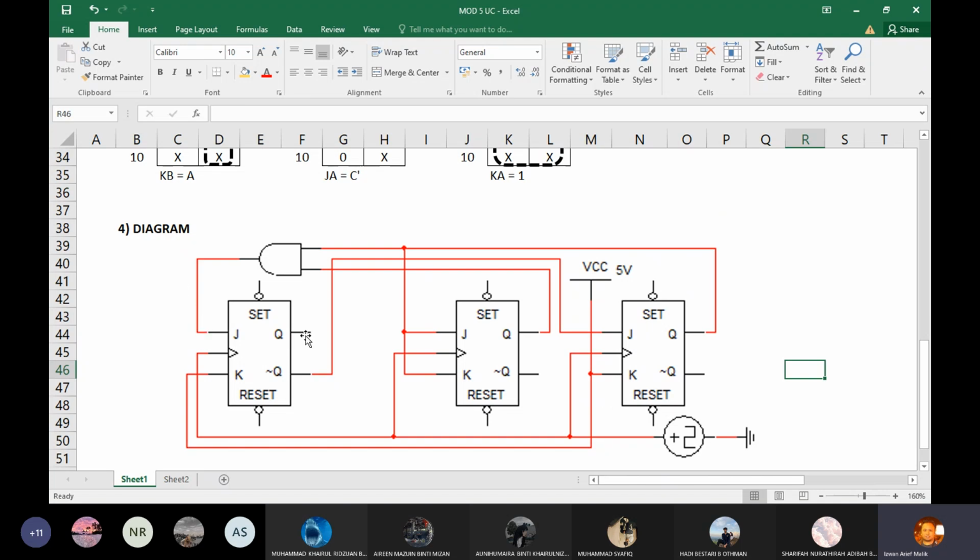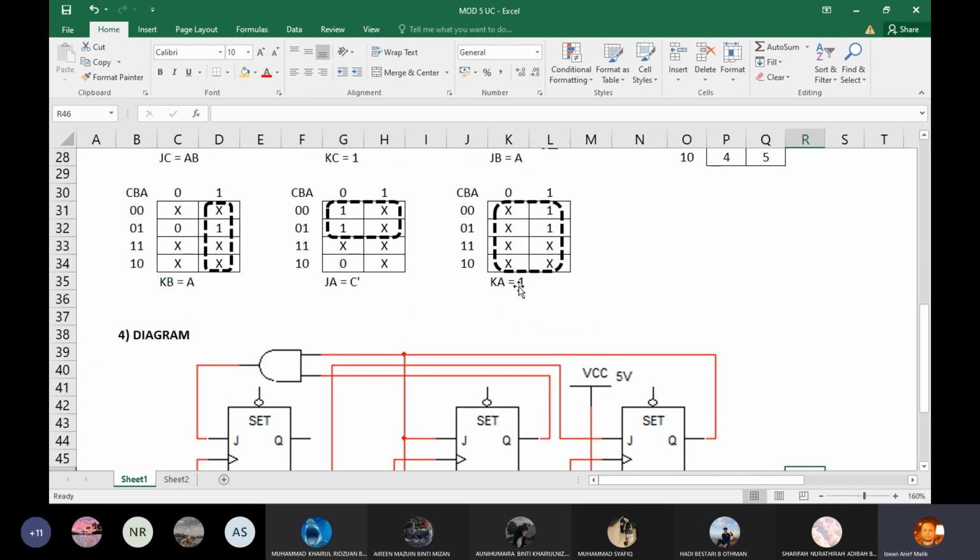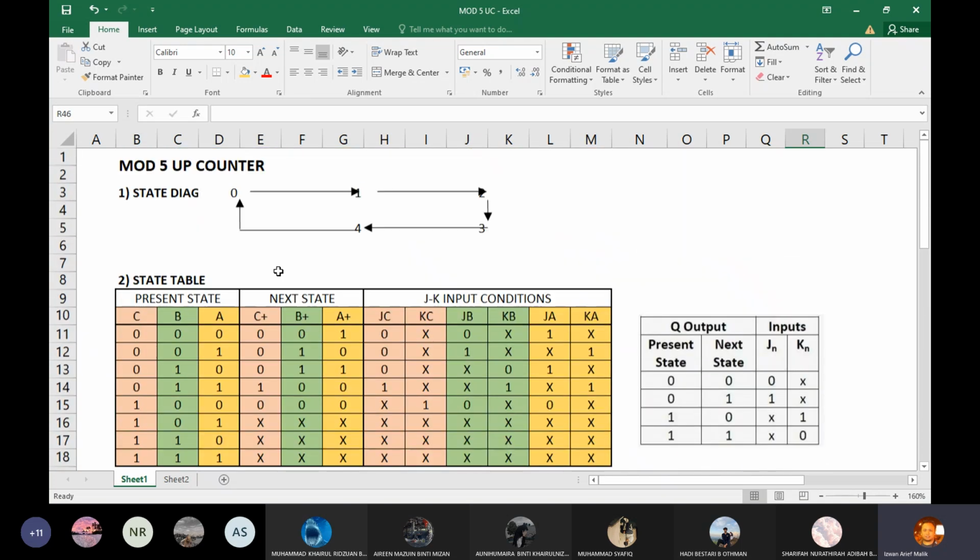Okay. So each of the output Q, you connect kepada 7 segment ataupun you boleh connect kepada LED. Then dia akan start count 0, 1, 2, 3, 4, back to 0. So dia akan ulang this number lah. 0, 1, 2, 3, 4, 0, 1, 2, 3, 4. Okay, so that is basically dia punya steps to draw.